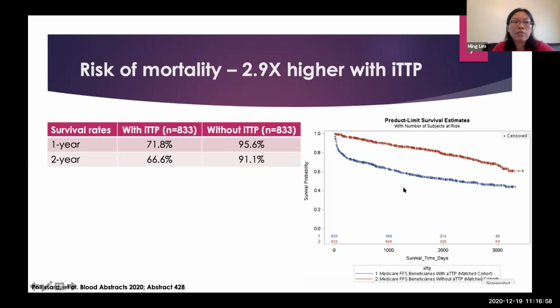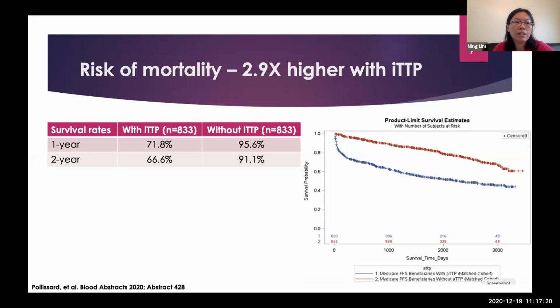This Kaplan-Meier curve here on the right for the overall survival shows patients with TTP, which is the blue line here, and your matched cohort of patients without TTP, which is the red line here. You can see that after the first index event, there is consistently lower overall survival in patients who had TTP and survived their first event.